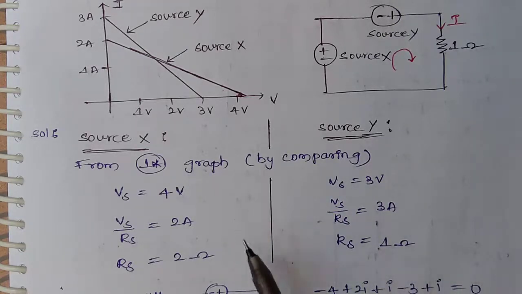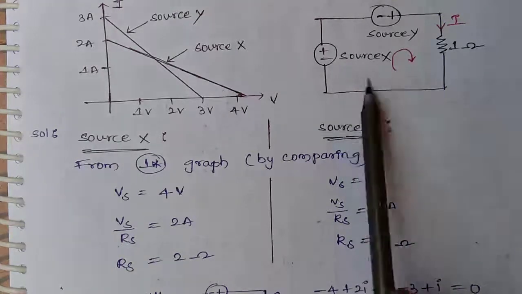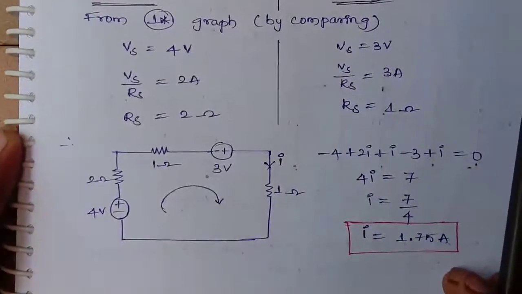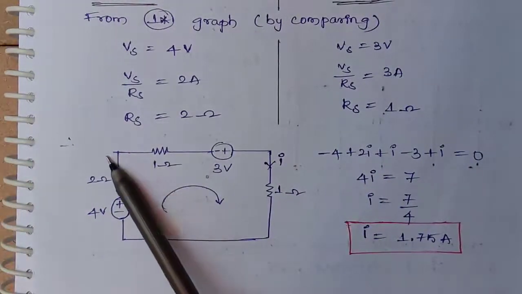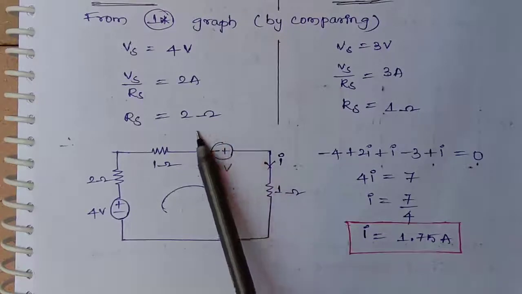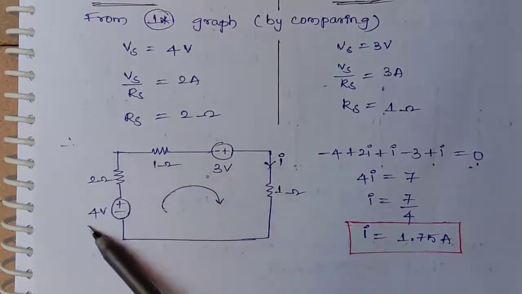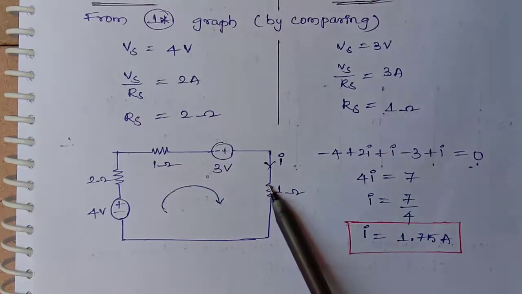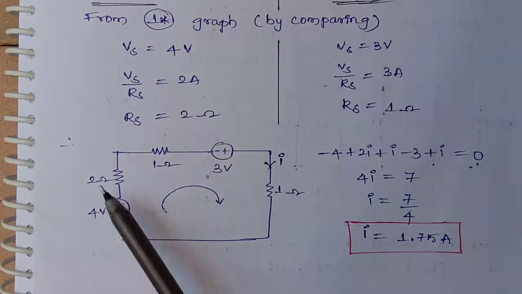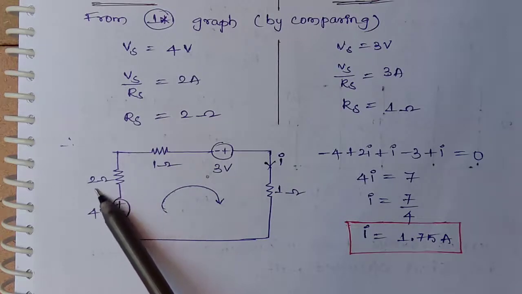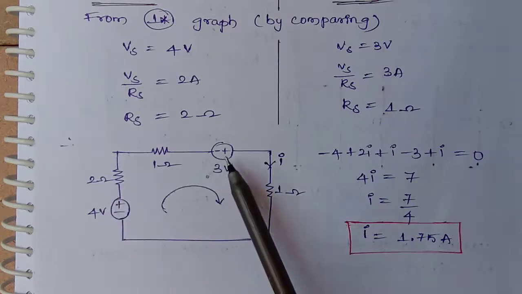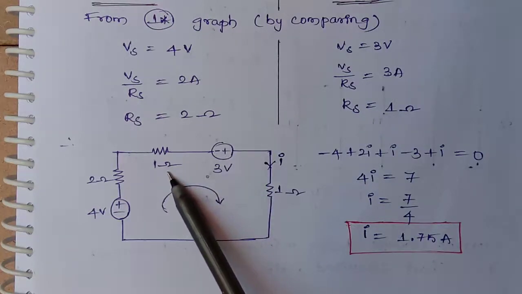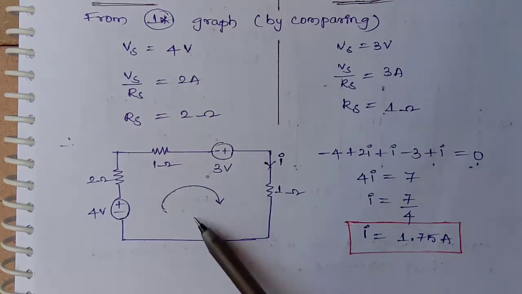If I connect these values in this circuit, it will look like this circuit. Here you can see that this is source X and this is source Y. This is our 1 ohm resistor. The source X value is 4 volts and the internal resistance is 2 ohms. The source Y value is 3 volts and the internal resistance is 1 ohm. Now you can simply apply KVL in this loop.